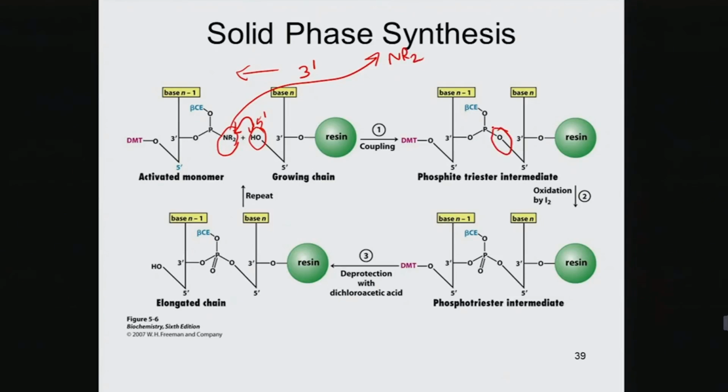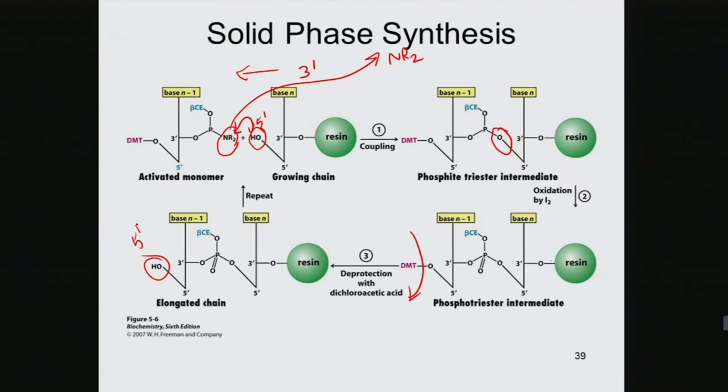Okay? Here's our BCE, that's protecting the carbonyl from the phosphate, and our DMT, that's protecting that 5' hydroxyl end. All right, so we get the reaction happening, coupling, the NR2 leaves, and we get the formation of the ester bond. Then we will oxidize that to create the carbonyl, the oxygen, through the use of iodine. Okay, so then we can create that carbonyl group, again, through oxidation, and then we deprotect that base, so the DMT comes off, leaving a free 5' hydroxyl.